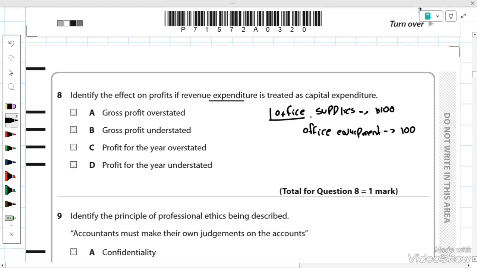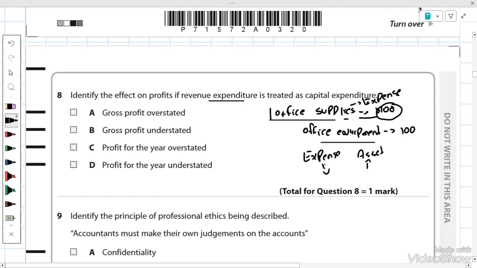You want to record your office supplies expense as debited by $100, but you mistakenly record $100 in office equipment. You just debit the office equipment. So it means that office equipment, basically, this is our asset. So your asset is increasing, and because you didn't record $100 in your expense, it means that your expense is decreasing.